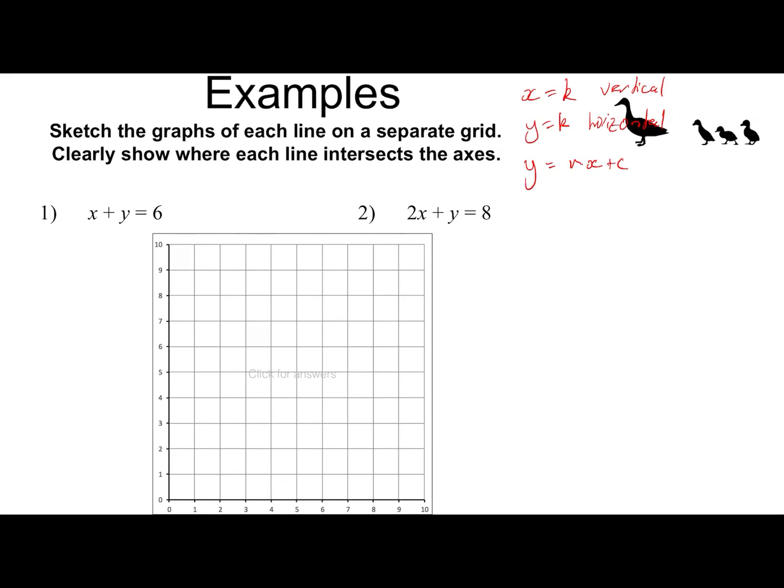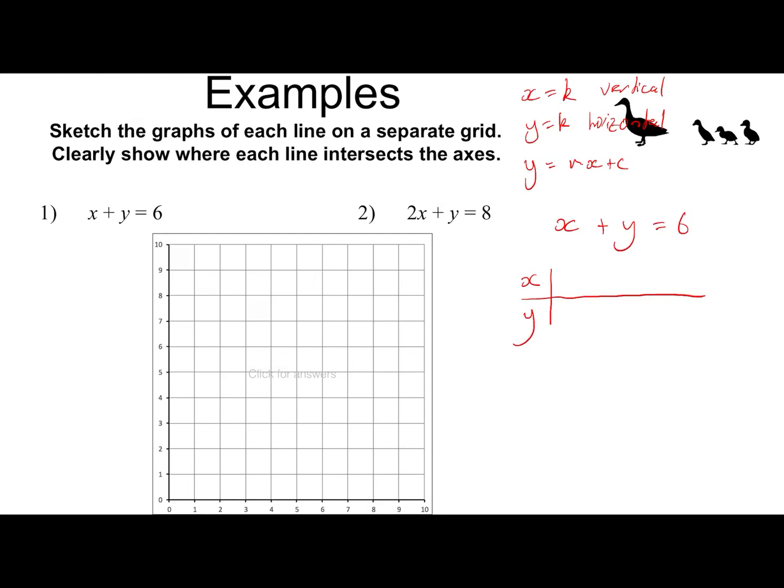When you do a straight line, you actually only need to know 2 points. You only need to know 2 points because it's a straight line. So once you know 2 of them, you can connect them up. So let's take the example here, x plus y equals 6. Again, I'm going to make my little table.